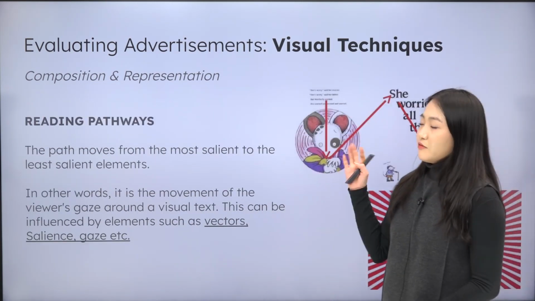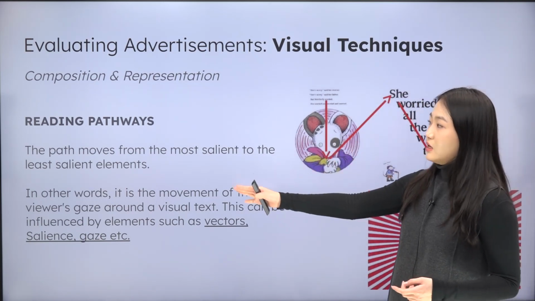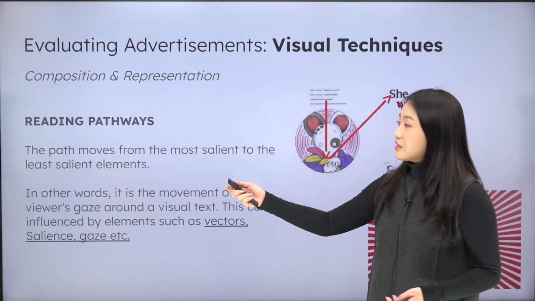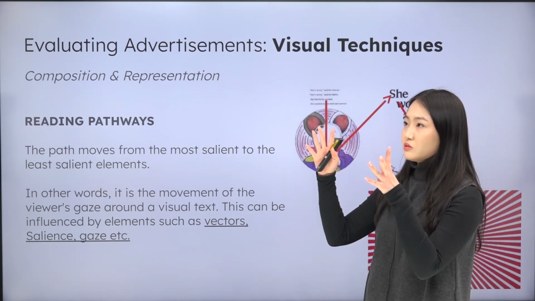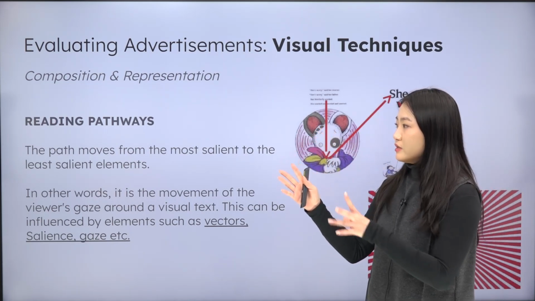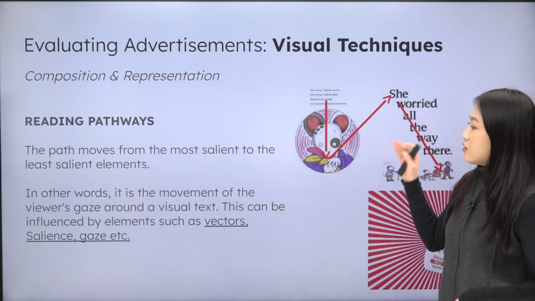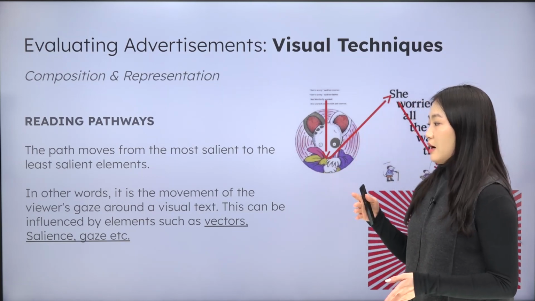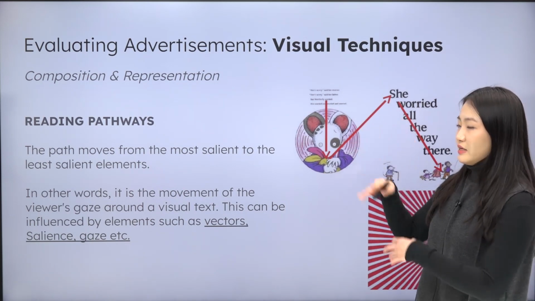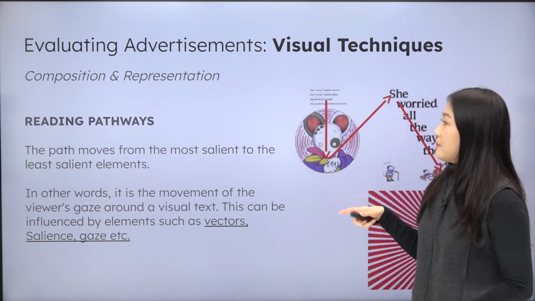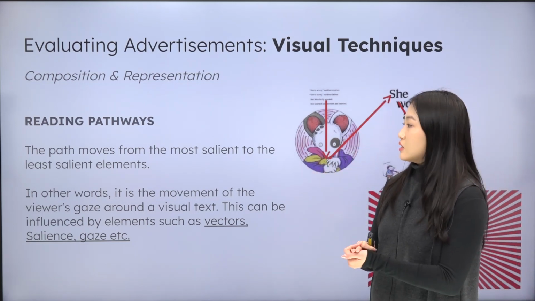So like I said, vectors or colors or salients all create reading pathways. What is reading pathways? It's a path that moves from the most salient, so from the most main or the focal point, to the least salient matters. In other words, it's the movement of the audience's gaze from one subject or text to another in an image or in an advertisement. And it's influenced by vectors, salience, gaze, colors, etc.